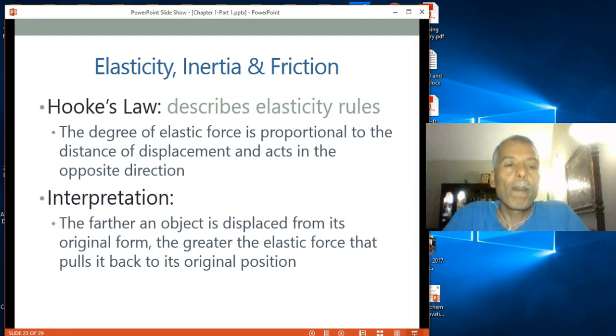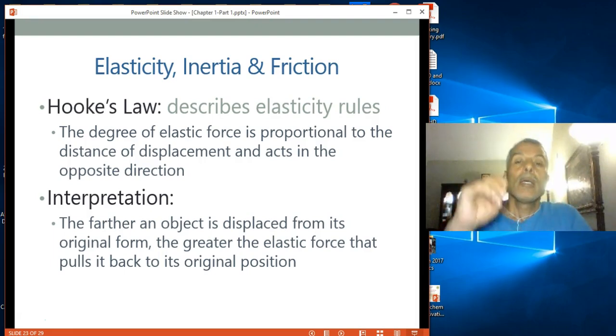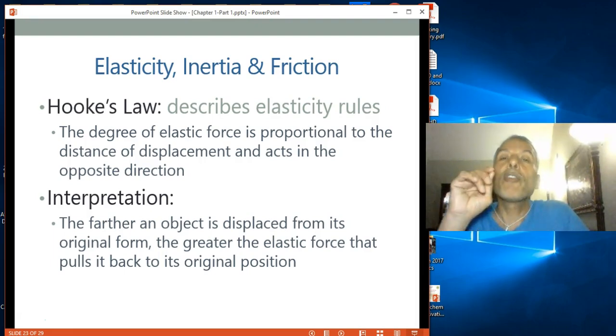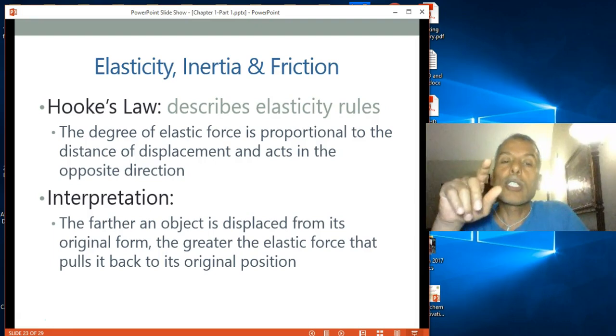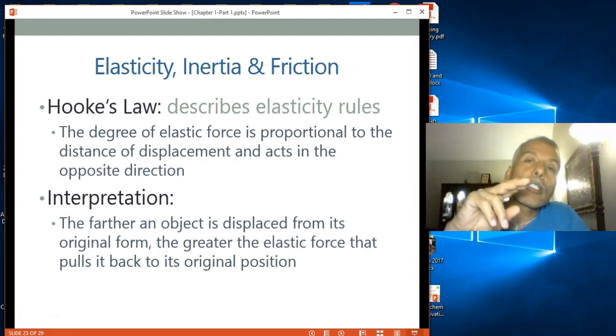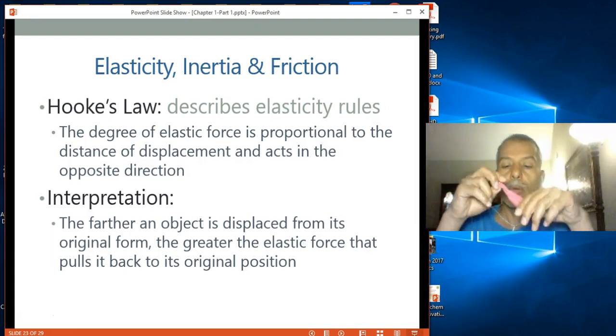Hooke's law says the degree of elastic force is proportional to the distance of displacement. And the other piece is it acts in the opposite direction. So what does that mean?